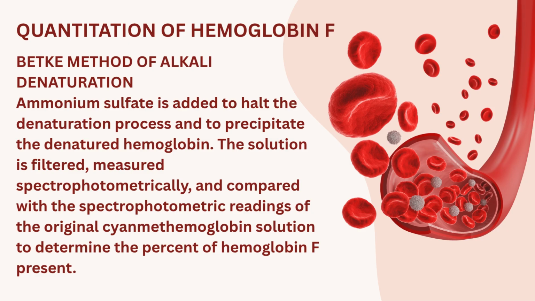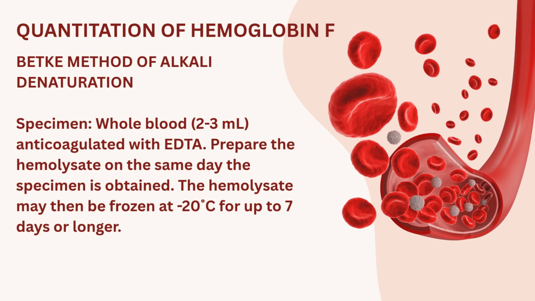So ammonium sulfate is added to halt the denaturation process and to precipitate the denatured hemoglobin. The solution is filtered, measured spectrophotometrically, and compared with the spectrophotometric readings of the original cyan methemoglobin solution. So you have to determine the percent of hemoglobin F present.